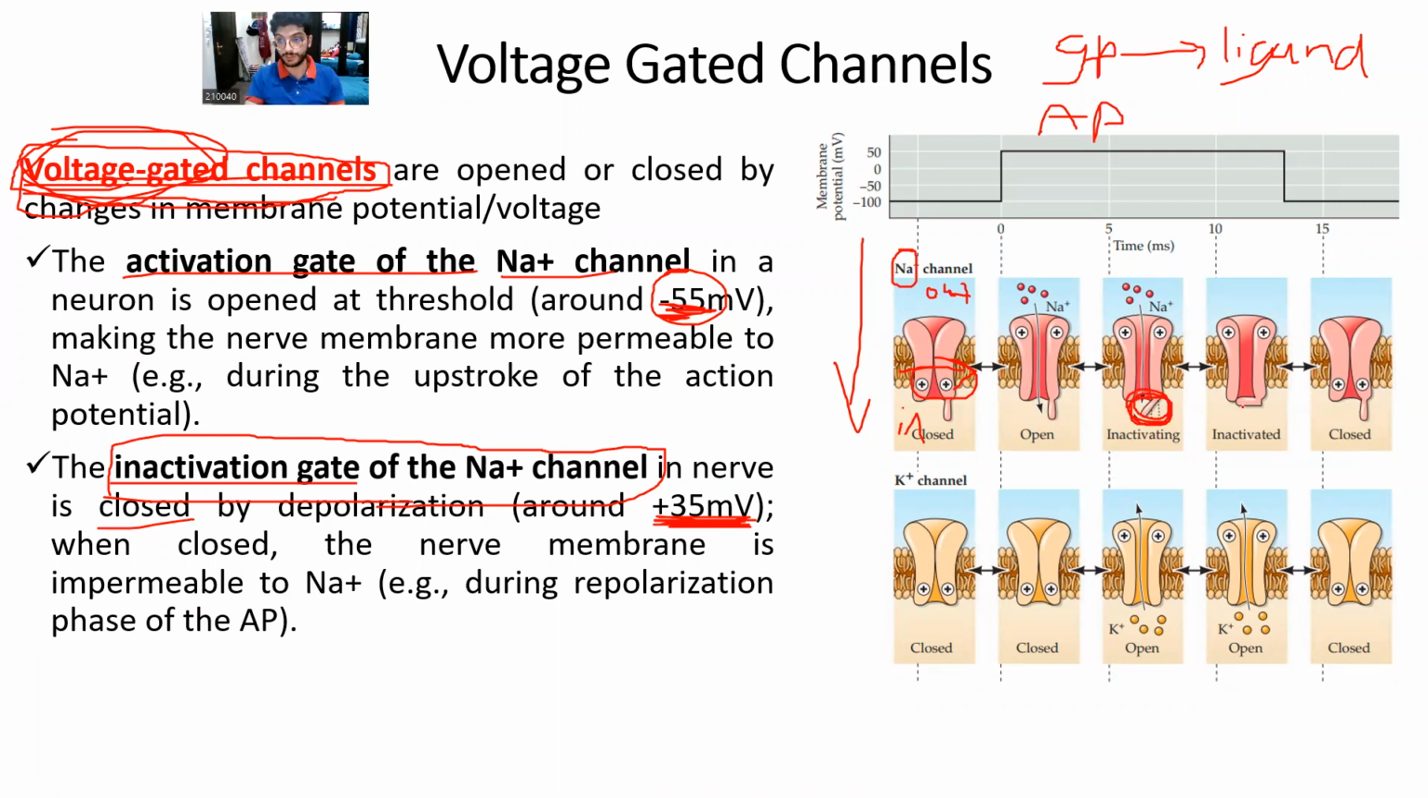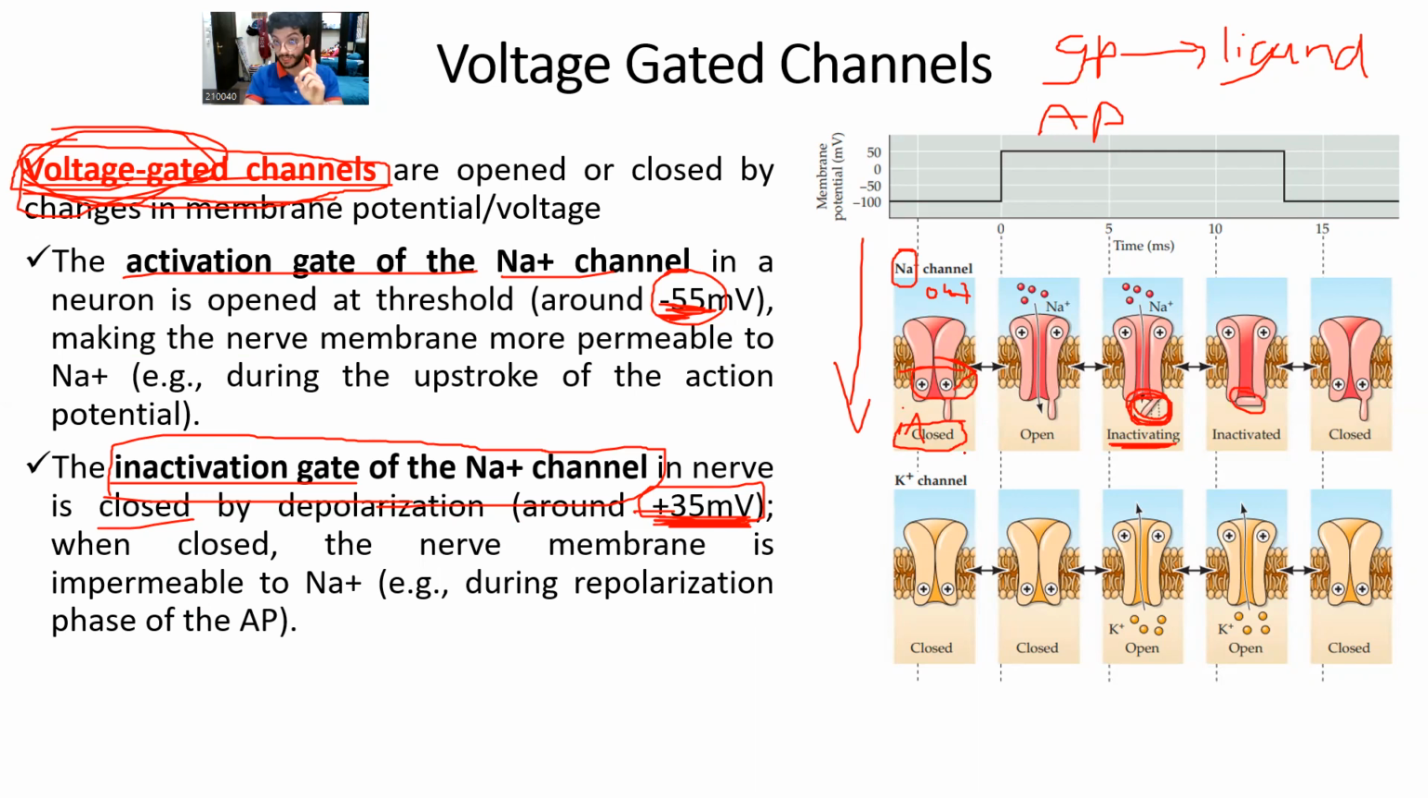There's a difference. A closed channel is one that is as if it's at rest. This is not at rest yet because it's at a high voltage. It's only inactivated, by the inactivation gate, because it reached +35.